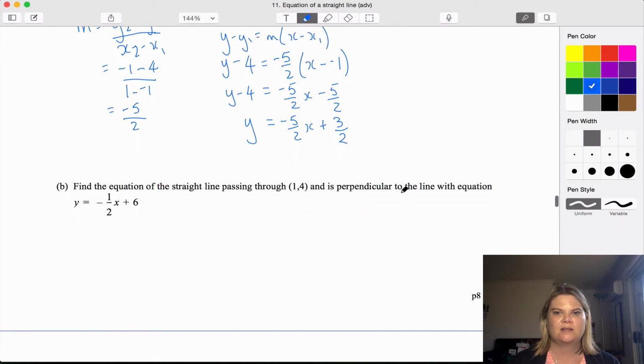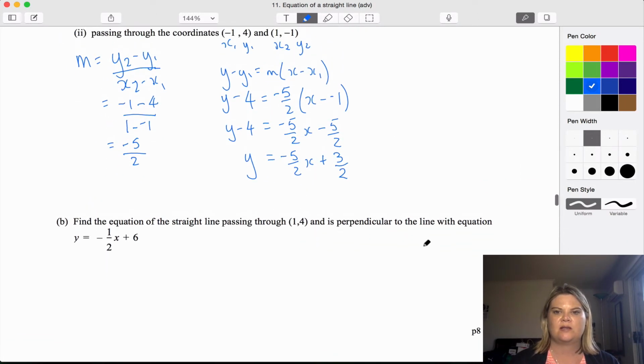The last question part is down here, and you might like to use the fact that for perpendicular lines, the gradient of one line is equal to negative 1 over the gradient of the other line. Pause the video now to have a go at this problem. Okay, first up we need to find the equation of the straight line passing through 1, 4 and is perpendicular to the line with this equation.